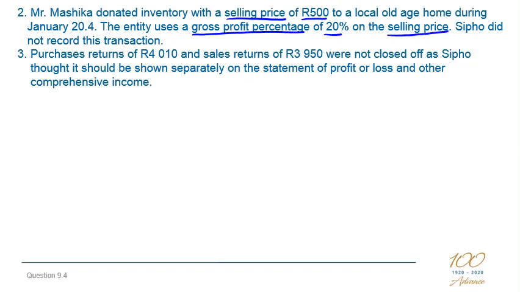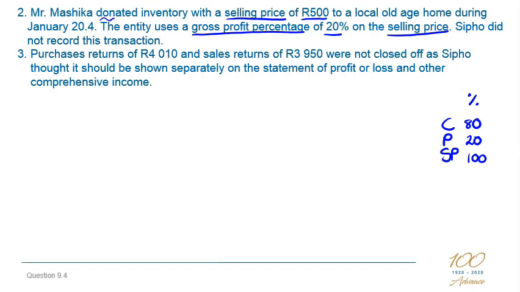Okay, so if we work with our cost, profit, selling price, 9 blocks, if they tell me that the profit markup is on selling price, then the selling price will be 100, the profit 20, so the cost will be 80%, if we want to manipulate amounts to calculate either the profit or the cost in this case. Sipu did not record this transaction.